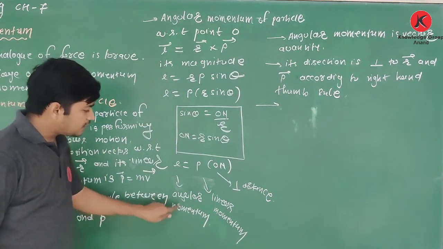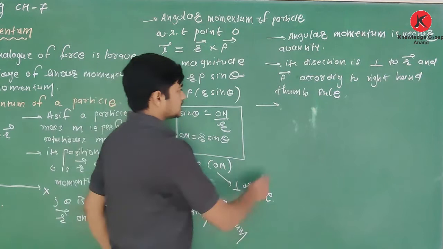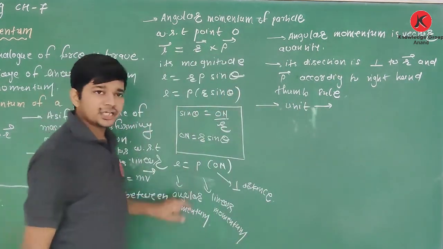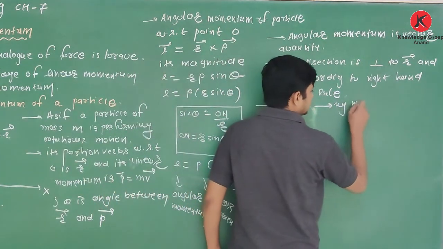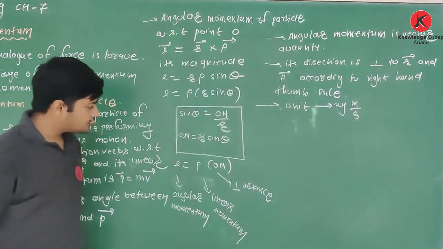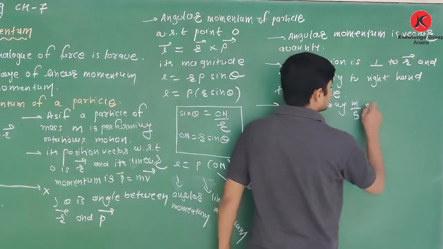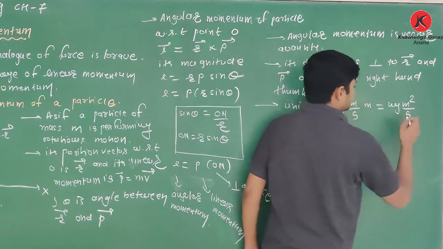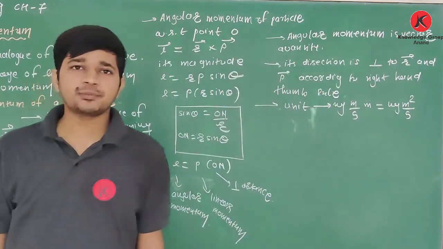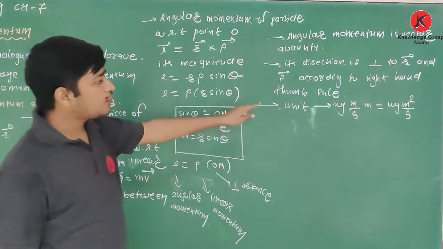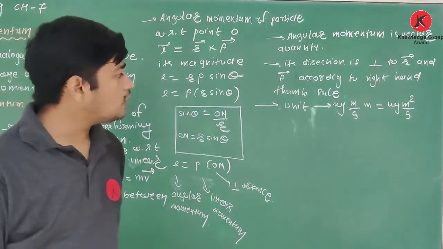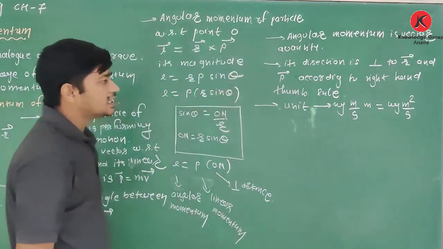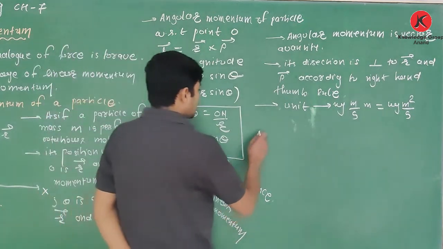Now what about its unit? Angular momentum is equal to linear momentum into distance. What is the unit of linear momentum? It is kg meter per second. And what is the unit of distance? It is meter. So it is simple: kg meter square per second. This is the unit of angular momentum, and you have to remember that. Now next.